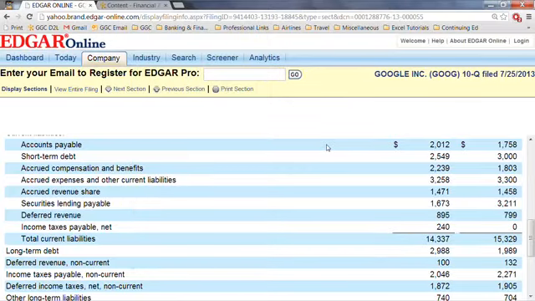All right, so that's an overview of some of the basic issues related to current liabilities. In subsequent videos, we're going to get into a little bit more detail with respect to some of the more complex liabilities. For example, notes payable, contingencies, and asset retirement obligations, those sorts of things.